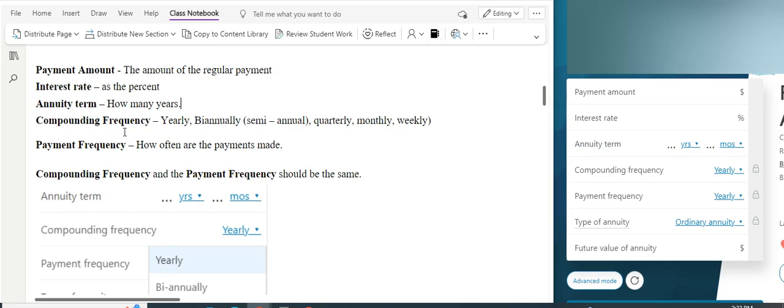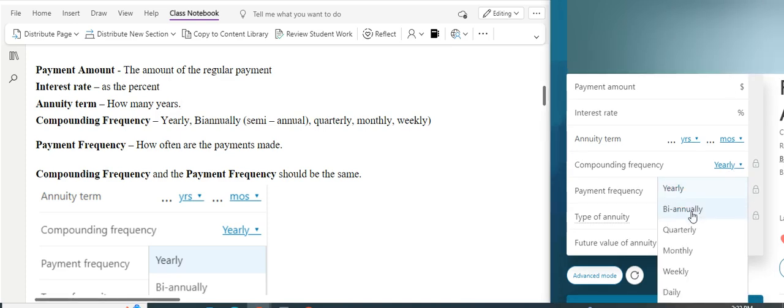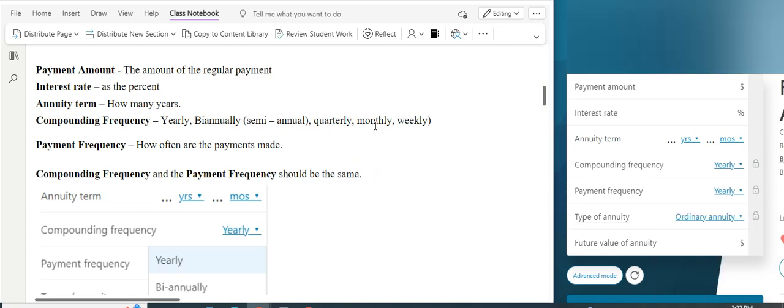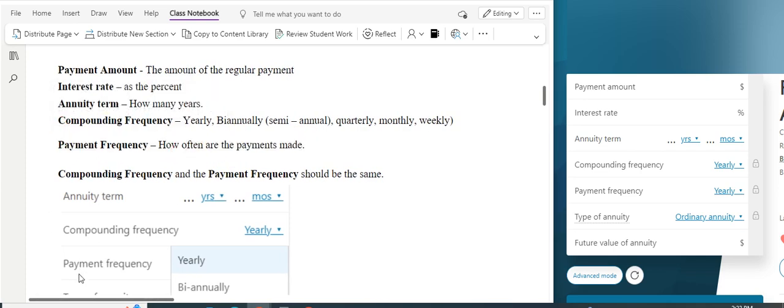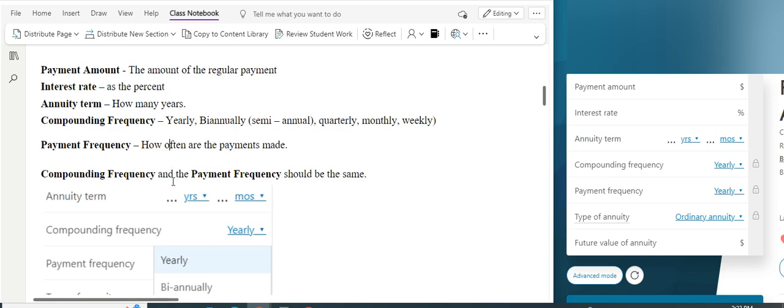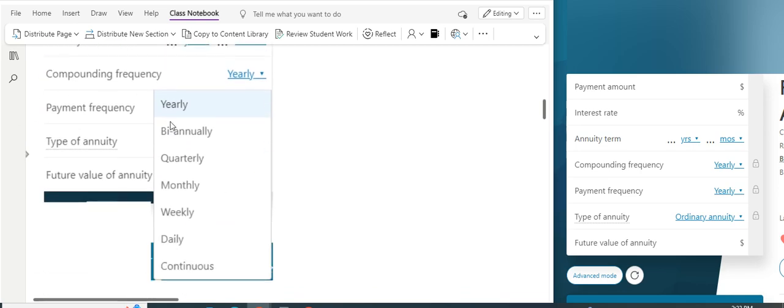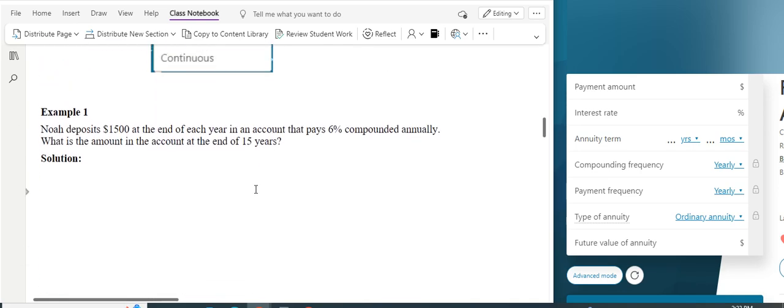Compounding frequency means how often is it compounded? And it says that in the question. It'll be yearly, biannually, which on here will be semi-annual. So when I go to compound frequency, I have the options of yearly, biannual, quarterly. So just note that semi-annual and biannual are the same thing. Quarterly, monthly, weekly, and the payment frequency is going to be the same as the compounding frequency. Okay, and so here's a screenshot of that. And so now we're going to see what this looks like in practice.